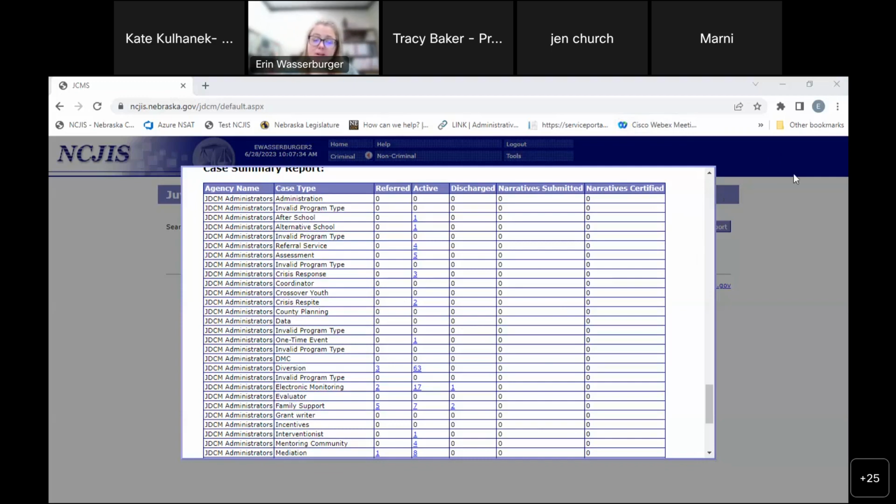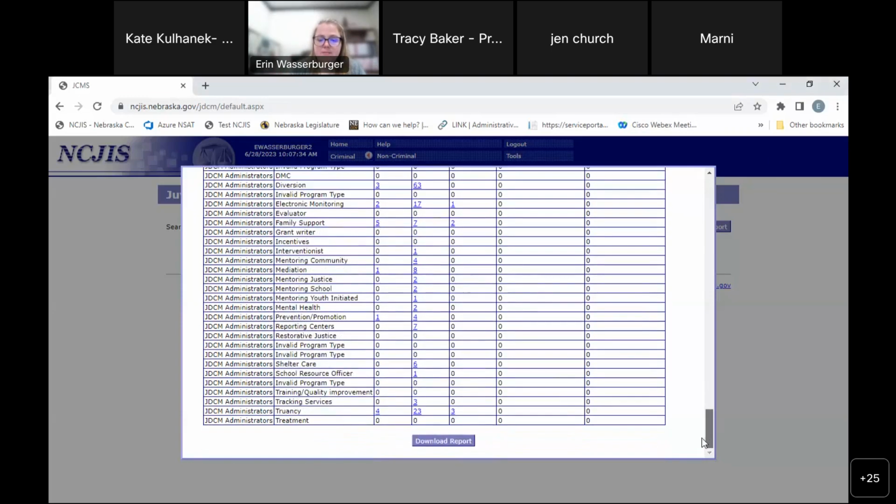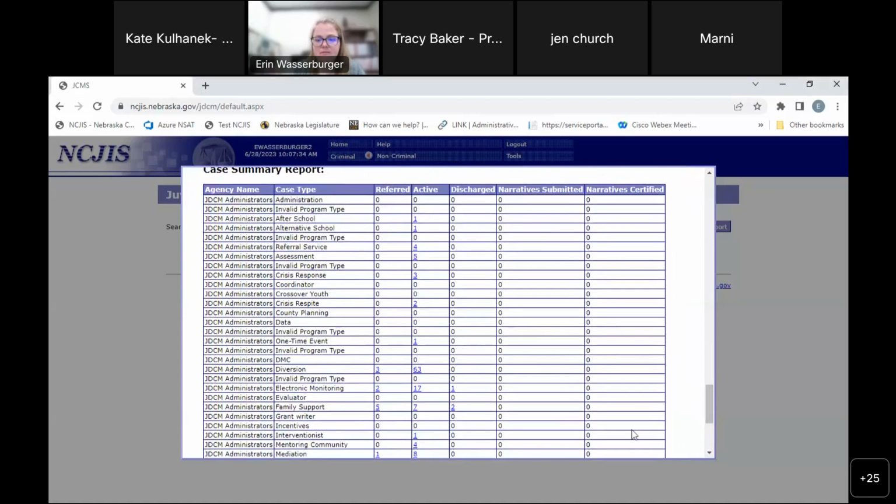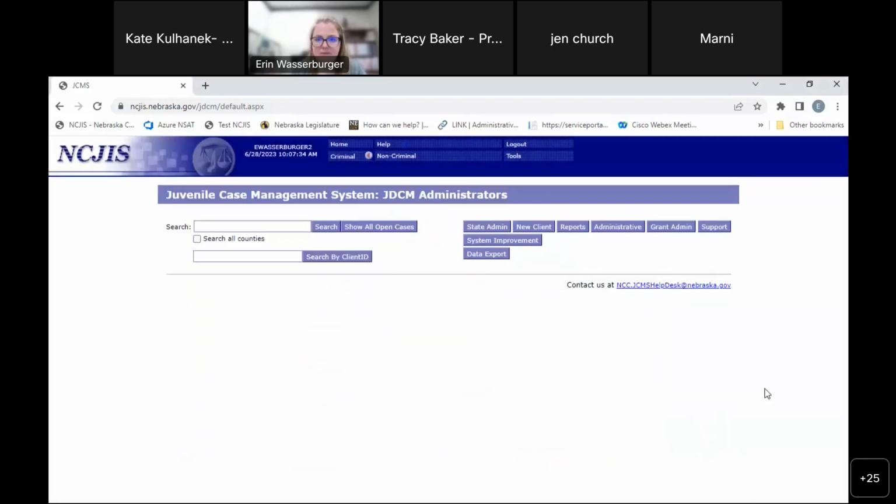If you've never run a report in the JCMS, there was an option for preview and an option for download. Download will kick this out in an Excel format. Preview brings up this screen. You have the option to download from the bottom. The thing with the preview report is if you click off of this white box anywhere, it closes and you've got to start over.